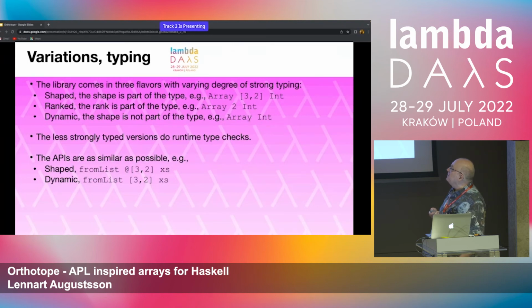Yes, this is what I mentioned earlier, that there are 3 versions. There are shaped ones, ranked ones, and dynamic ones. So shape is the one I showed. Shape is part of the type, rank only has the rank of the array as part of the type, and dynamic is dynamic type checking.